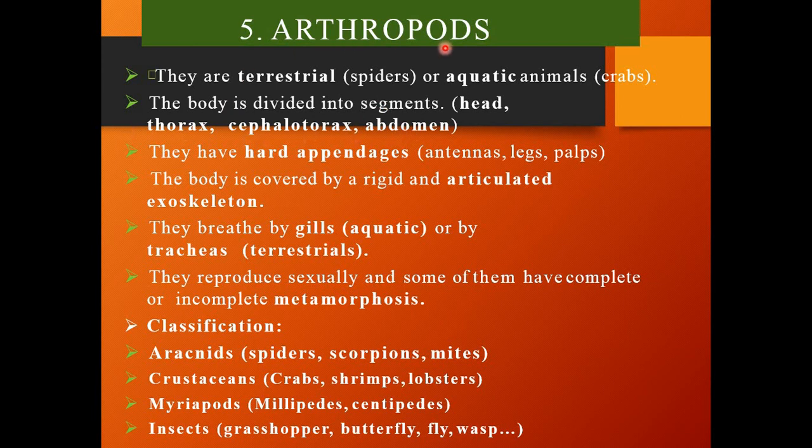For arthropods, they have jointed appendages, which are the antennas, legs, and palps. The body is covered by a rigid and articulated exoskeleton. They breathe by gills for the aquatic, or by trachea, which is for the terrestrial, for the insects that live on the land.